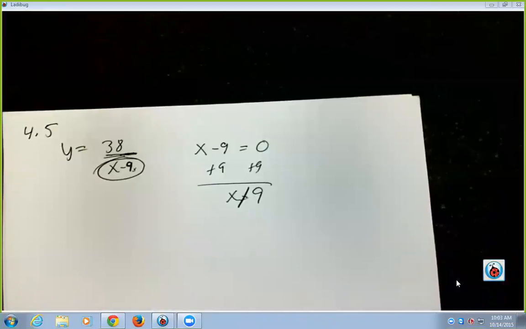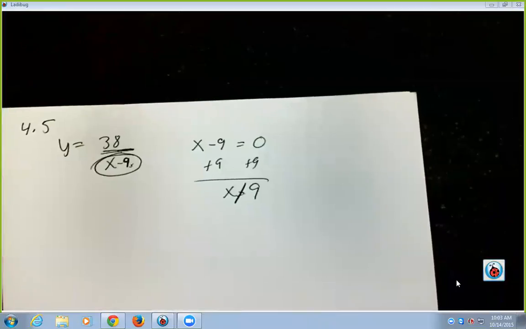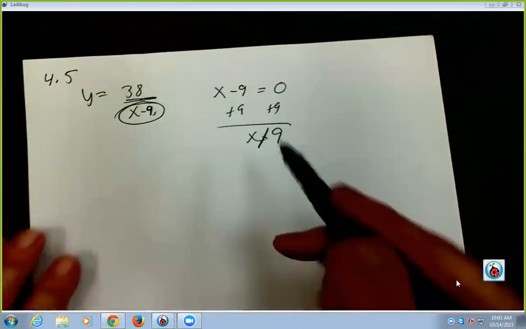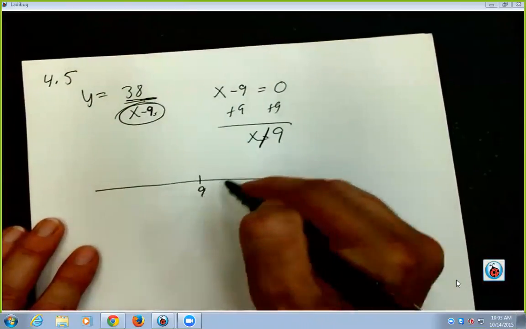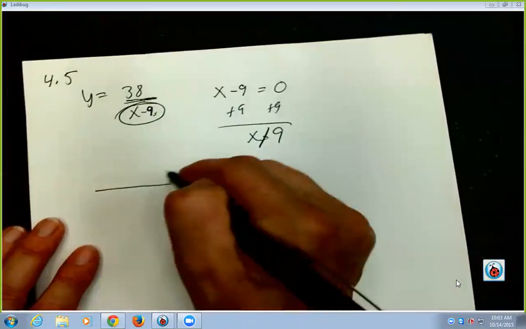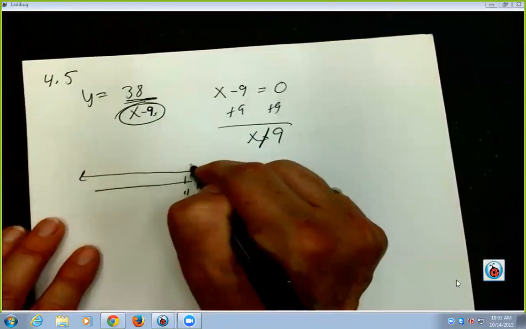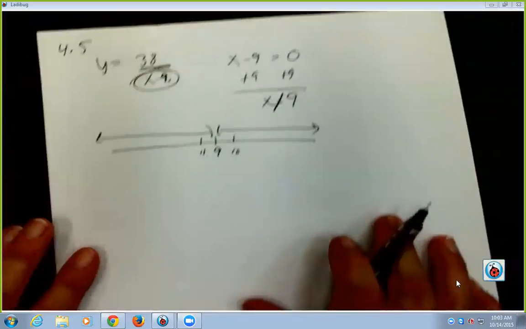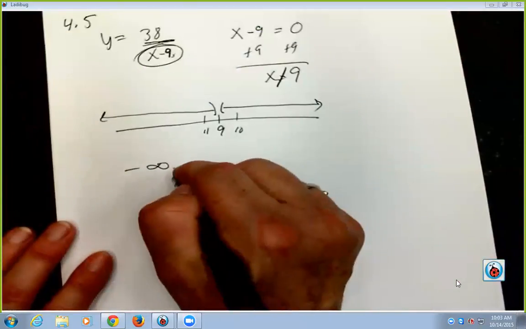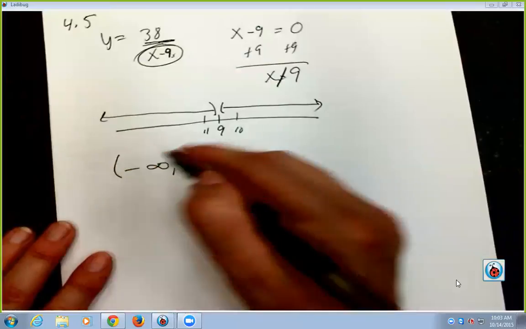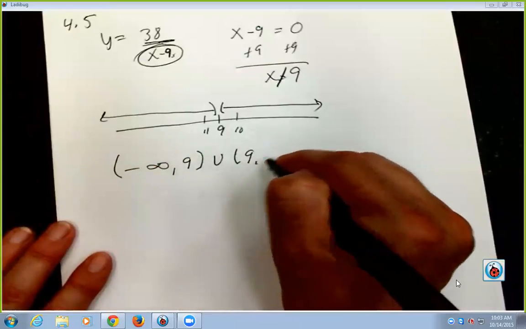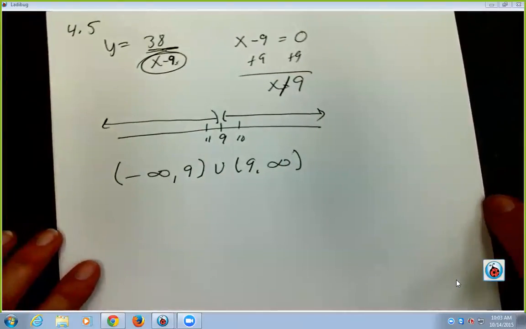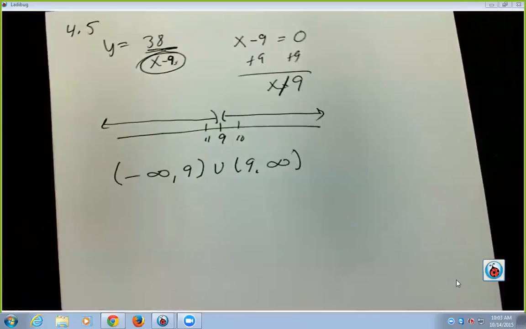Since it can never equal 9, we need a hole in our inequality, or in our interval notation. Because what this means on a number line is here's 9 and 10 and 11. I can have everything going this way, and everything going this way, but I can never have 9. So in interval notation, it's negative infinity to 9, but I can't include it, unioned with 9 to positive infinity. And that would be your solution. Okay? So I apologize that I left that piece off. Yes?